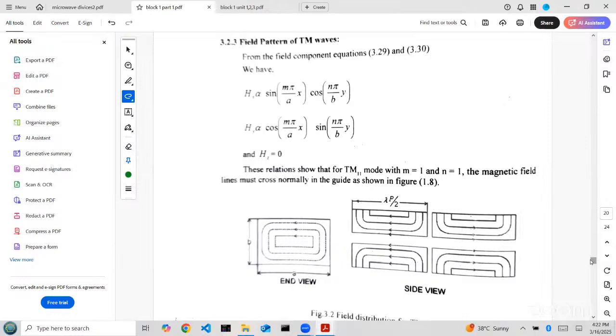And draw the diagram: end view and side view, how it looks in the end view and how it looks sideways. Now you cross check the EX, EY, EZ equations similarly. Previously we calculated EX, EY, EZ, HX, HY. For EX, EY, EZ, which equation numbers are you comparing? 3.27, 3.28, and 3.26. From 3.26, it has two sine terms.